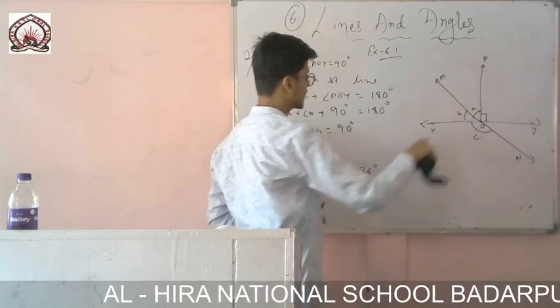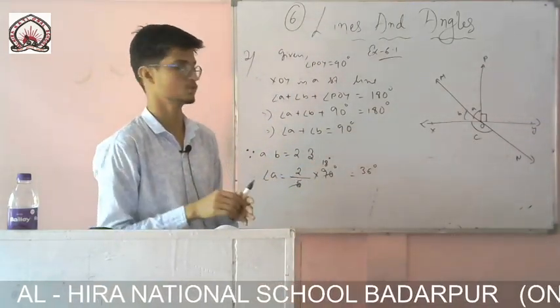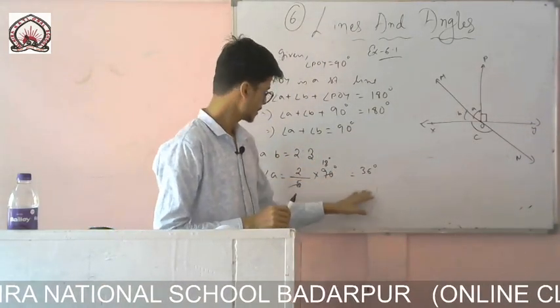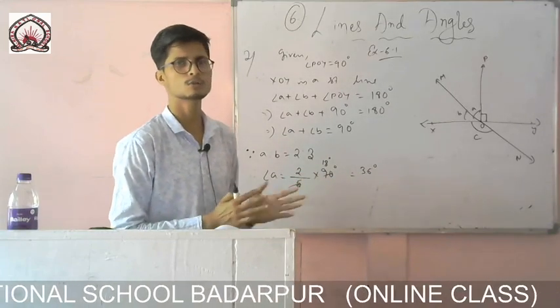This whole one measures 90 degree, and this 90 degree is divided in the ratio. That's why I am writing 90 degree. Okay. So it is 36 degree. B no need to find. Why no need to find?